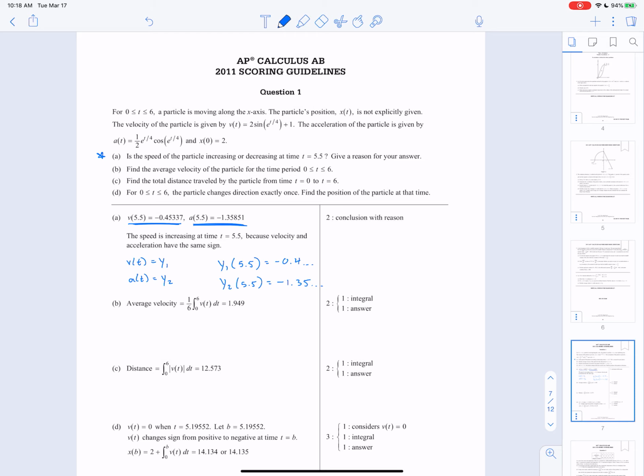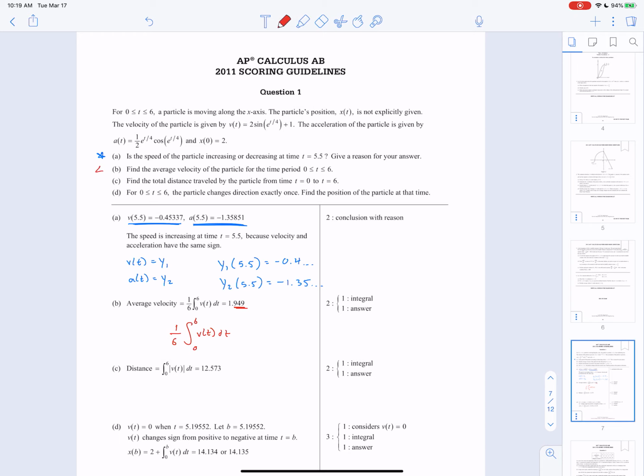Part B, they're asking you what's the average velocity of the particle from 0 to 6? Basically, you're just integrating v from 0 to 6. But to make it an average, you include that fraction on the outside, the 1/6. This is a quick plug and chug. In this case, you would be integrating y1 from 0 to 6. You would be using the math 9 function for integrals. A lot of people tend to forget the 1/6, so just keep that in mind there. Always make sure that you guys are rounding to 3 decimal places, okay?